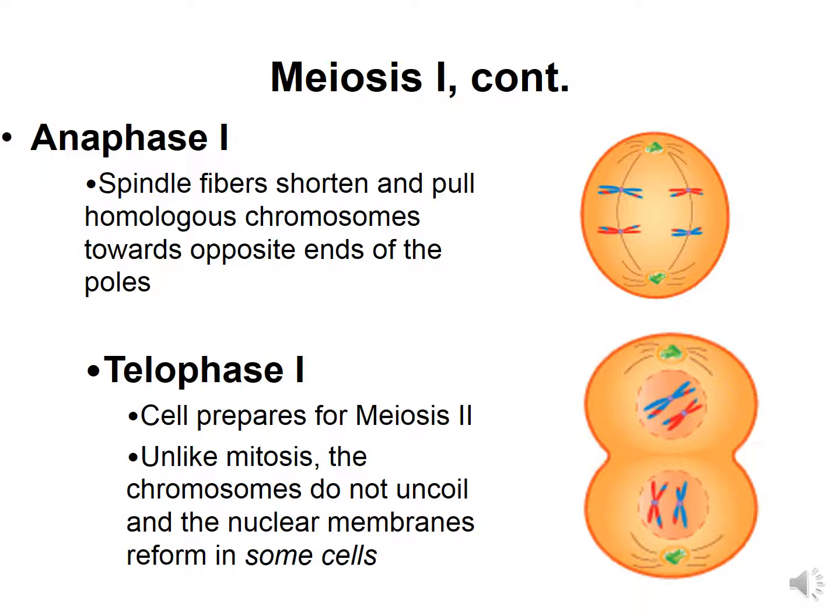In anaphase 1, the homologs separate from one another and are pulled to opposite ends of the cell. And in telophase 1, they reach the opposite ends of the cell, they begin to uncoil, the fibers break down, and in some types of cells, a new nucleus will form around each one. Not in all.